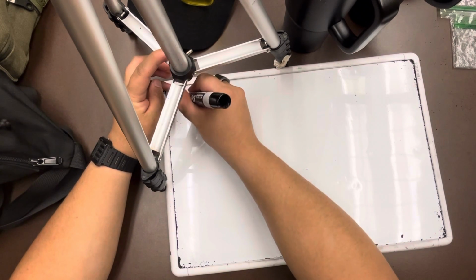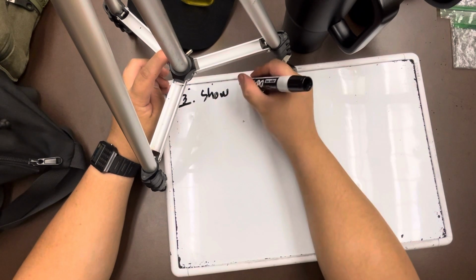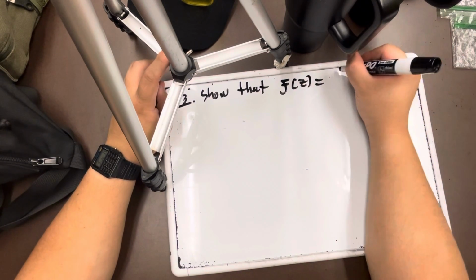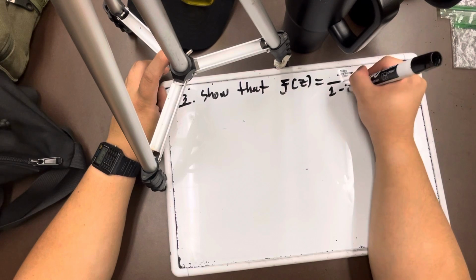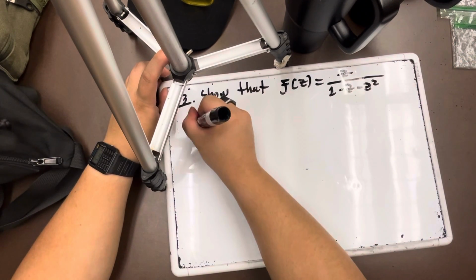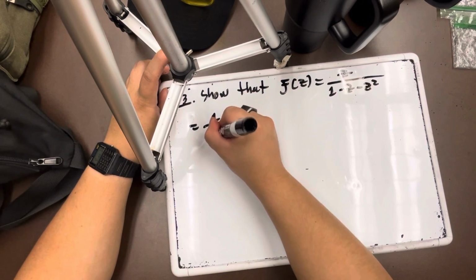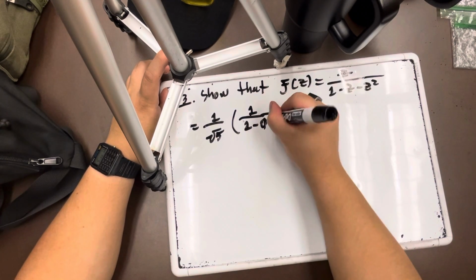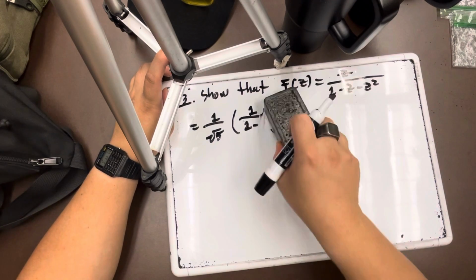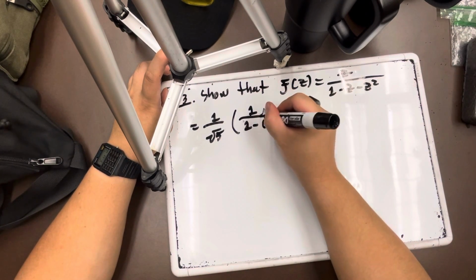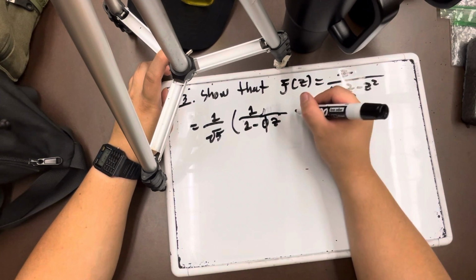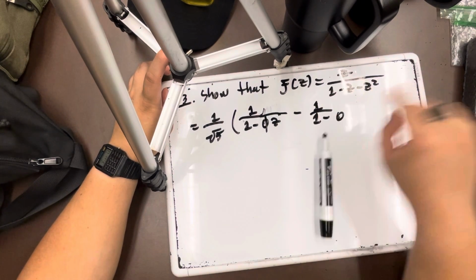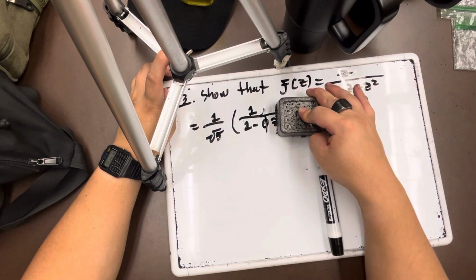And for part 3, we have show that script f of z is equal to z over 1 minus z squared, which is equal to 1 over the square root of 5 times open parentheses 1 over 1 minus phi z, phi times z minus 1 over 1 minus... Nope, I'm accidentally resetting. Part 3 isn't that.